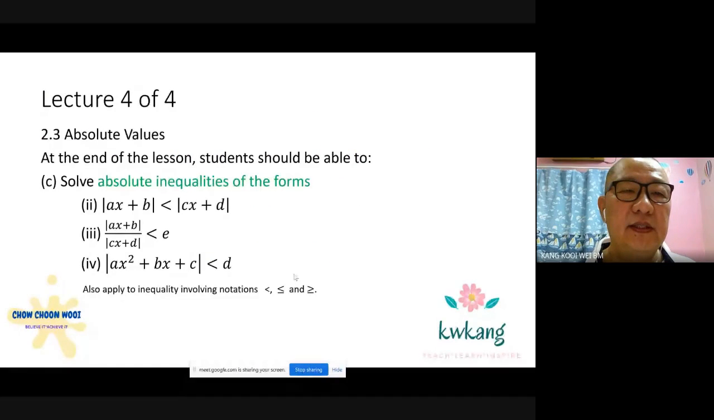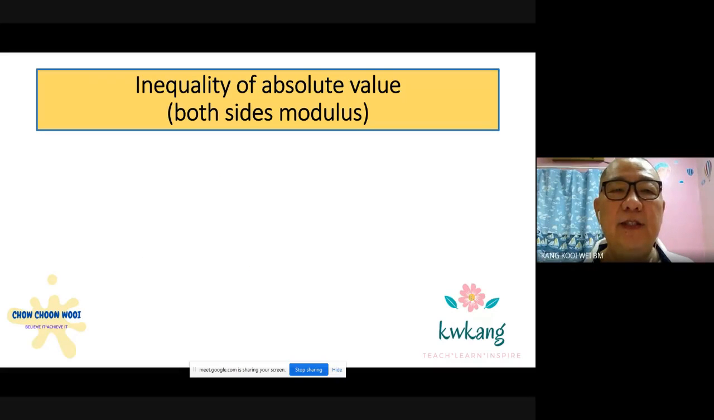So, if you look at the learning outcomes of this lecture, you should be able to solve absolute inequalities where both sides have modulus. The second type is one side with modulus and the other one quadratic. It also applies to inequalities involving less than or equals to, greater than or equals to. So, inequality of absolute values, both sides modulus.